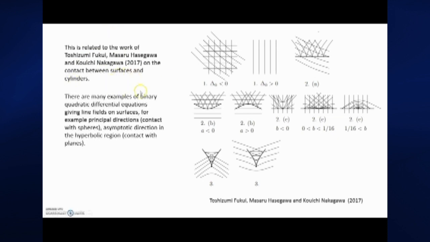So there are many examples of binary quadratic differential equations giving line fields on surfaces. For example, we have principal directions which are related to the contact of spheres. And we have asymptotic directions in the hyperbolic region which is related to the contact with planes. Contact with normal circles naturally gives rise to a cubic differential equation. It's just like in the work of Fukui, Hasegawa, and Nakagawa on the line fields associated with cylinders.